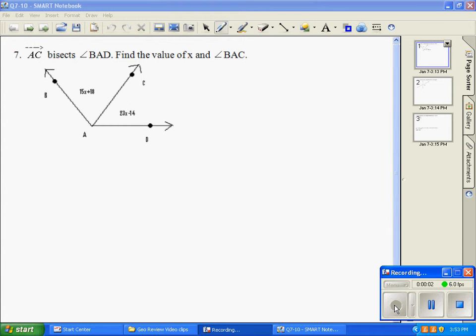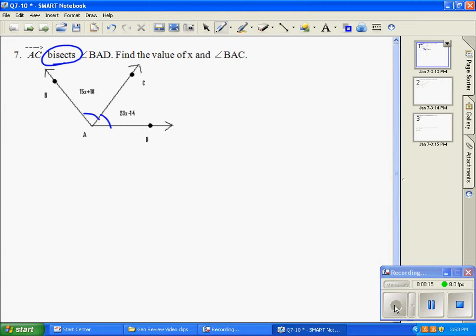AC bisects angle BAD, find the value of x and angle BAC. Okay, so bisects is our clue right there. That means that these two angles are going to be congruent to each other. So therefore, we can set the two expressions equal to each other.